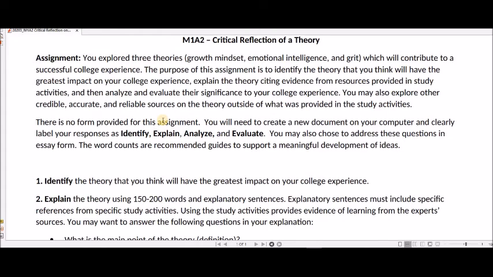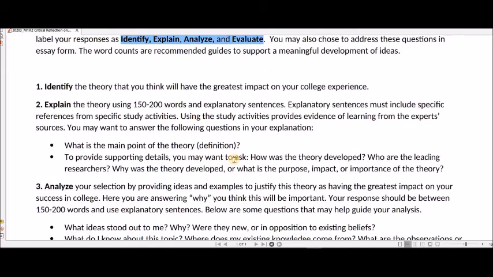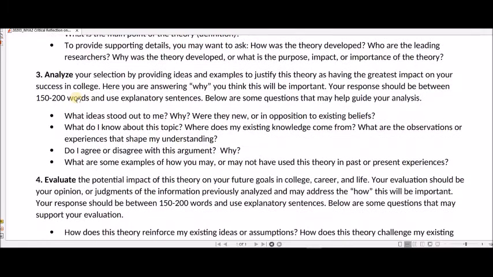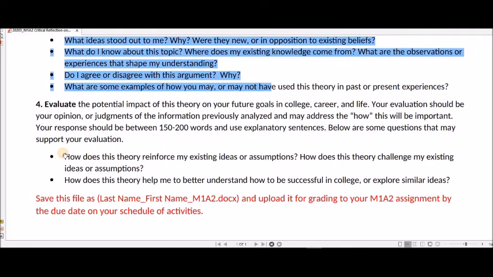The purpose of this assignment is to identify the theory you think will have the greatest impact, and read this whole thing. Then I want you to spend some time identifying, explaining, analyzing, and evaluating the answers, and then do me a good job. Identify the theory, explain the theory, and here's some help. Okay, then analyze your selection by giving ideas to justify it. So here's some prompts to help you out with that. And then finally, how does this theory reinforce your existing ideas or assumptions?